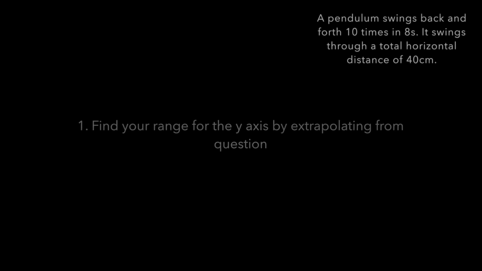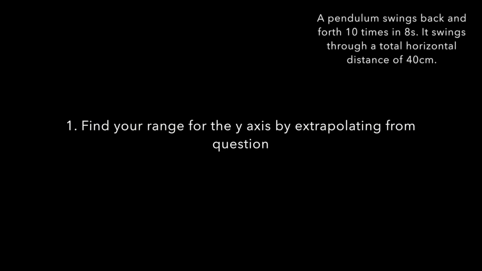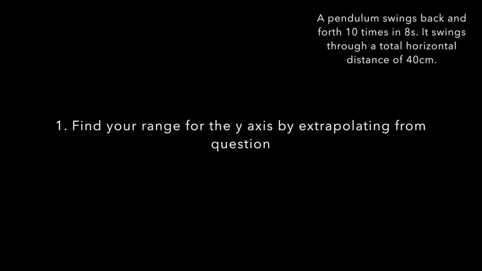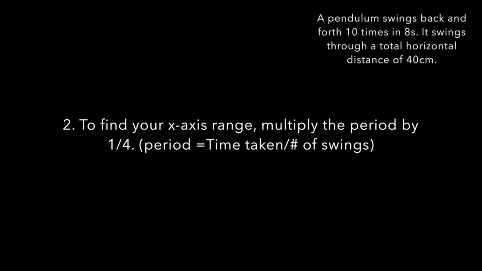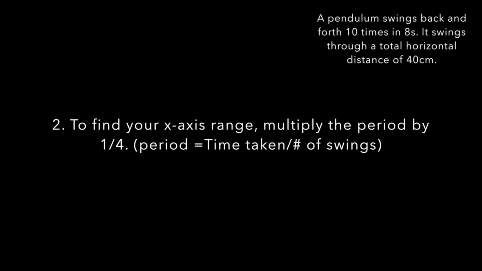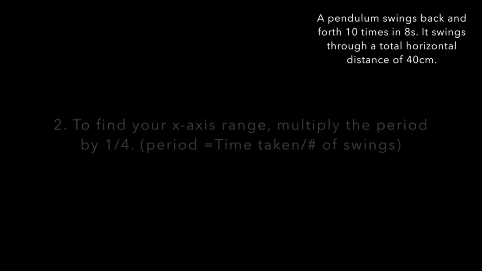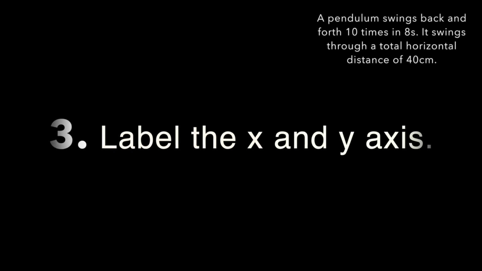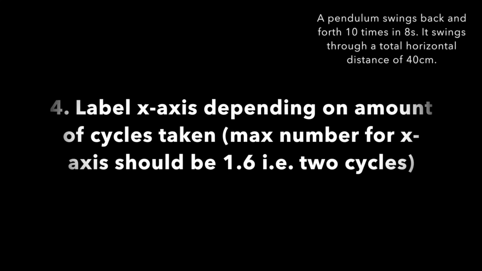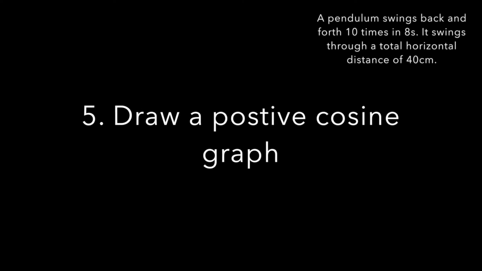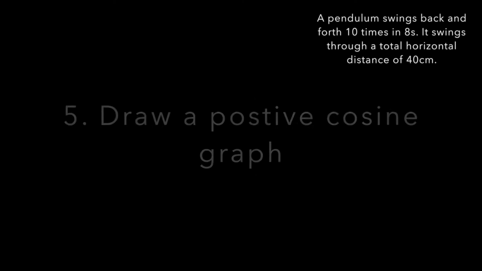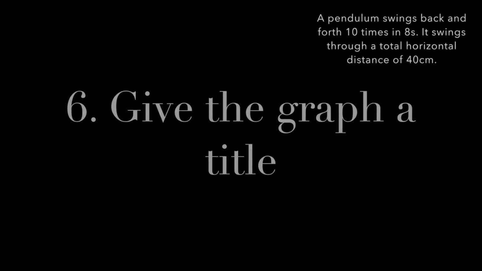to this. Okay, so step 1 is find your range for the y-axis by extrapolating from the question. Step 2 is to find your x-axis range, multiply the period by 1/4. Step 3, label the x and y-axis. Step 4, label the x-axis depending on the amount of cycles taken. Step 5 is draw a positive cosine graph, and step 6 is give the graph a title.